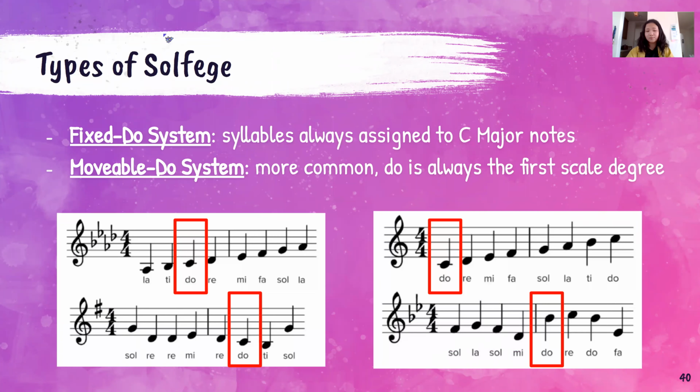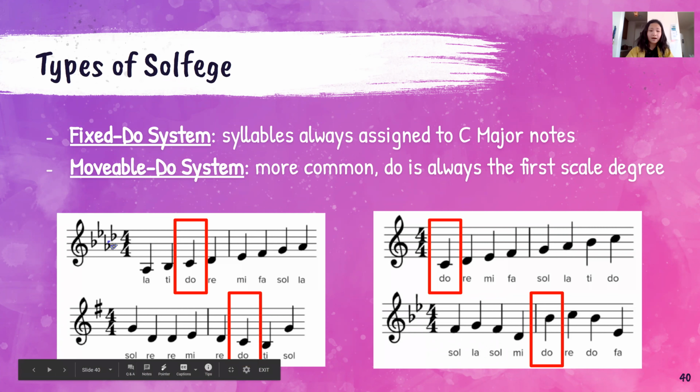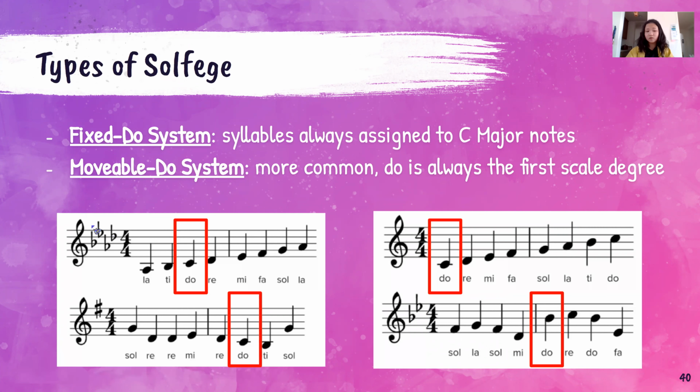So there are two types of solfege. The first one is the fixed do system. So do is the tonic, if you watch that video, the tonic, so the first note of the scale. That basically means that in the fixed do system, syllables are always assigned to the C major notes. As you can see on the left, this is an example of a fixed do system. Both of these keys are not C because they have a certain number of sharps and flats that does not equal 0.